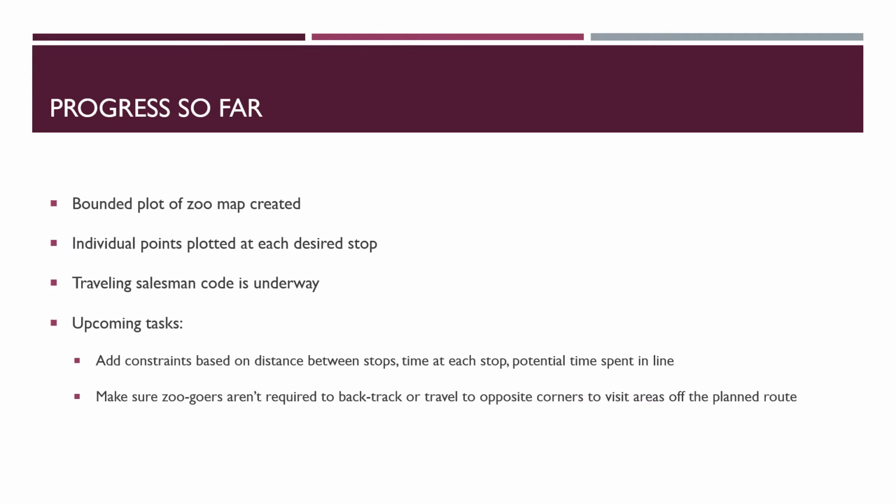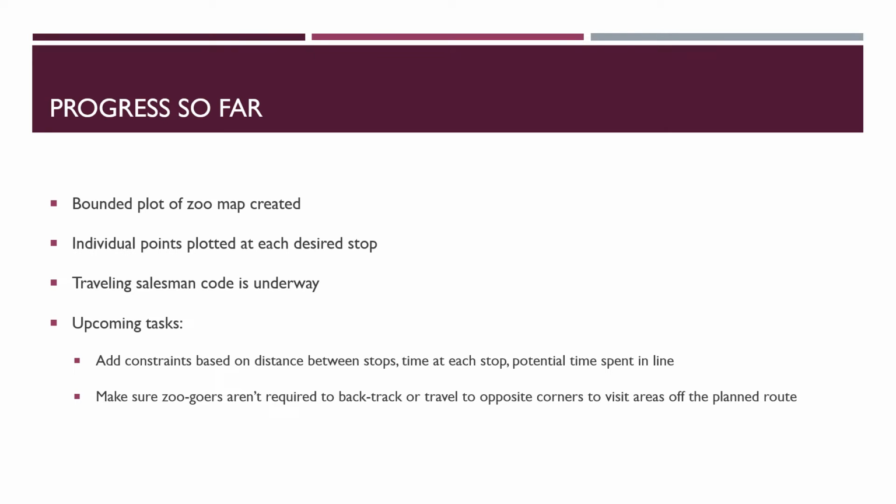So far, the progress has been creating the bounded plot of the zoo map, just a drawn polygon in MATLAB, and the individual points on that plot representing each of the stops we would make along the way. The code itself is underway to optimize. Right now, the constraints have not been implemented, so it's just plotting random subtours, but everything is inside the map, and based on the points added, there are no erroneous solutions here.